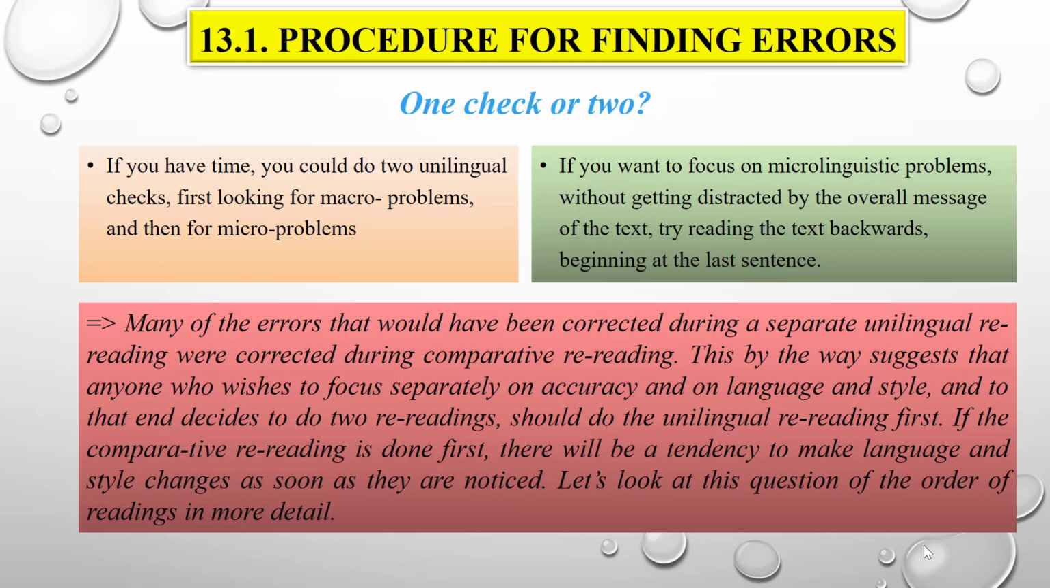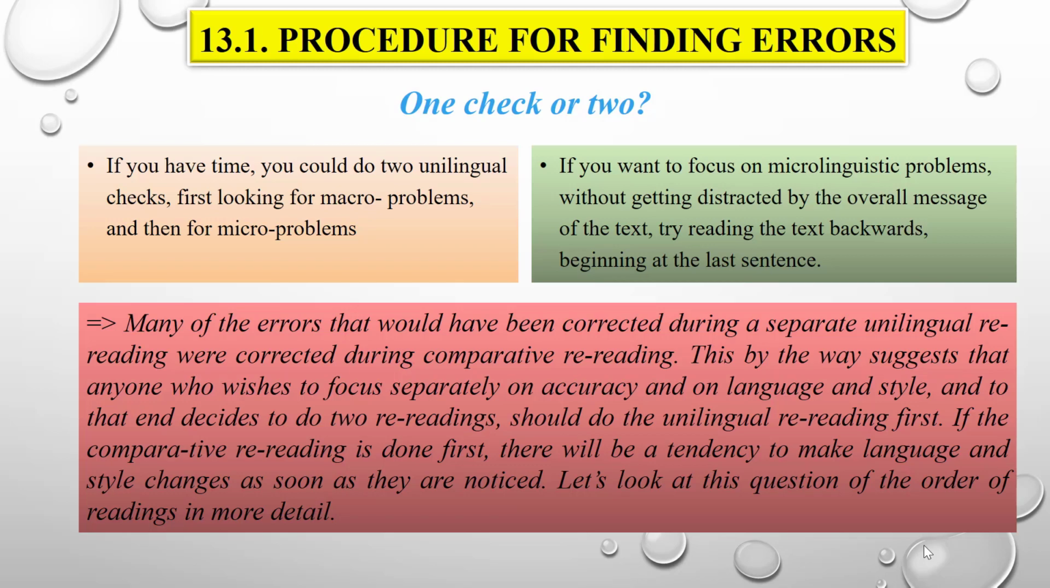One trick or two. If you have time, you could do two unilingual tricks. First, looking for macro problems, and then for micro problems. But if you want to focus on micro linguistic problems without getting distracted by the overall message of the text, try reading the text backwards, beginning at the last sentence.